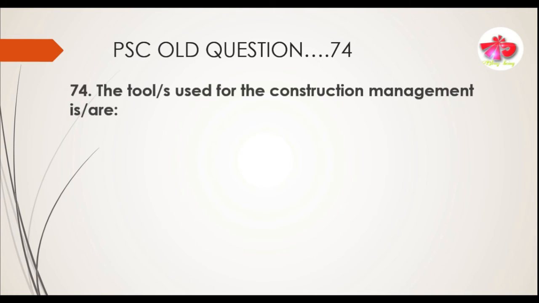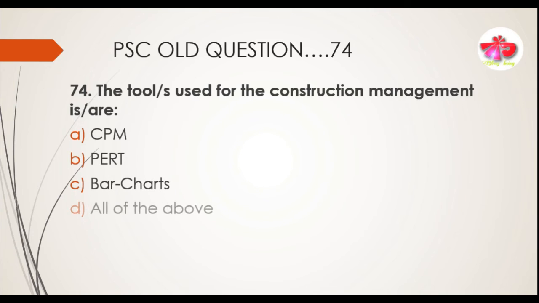Question number 74. The tools used for the construction management is or are: option A, CPM, option B, PERT, option C, bar chart, and option D, all of the above. So friends, the tools that are used in the construction management are critical path method, PERT method, bar charts, and option D will be the correct answer here.